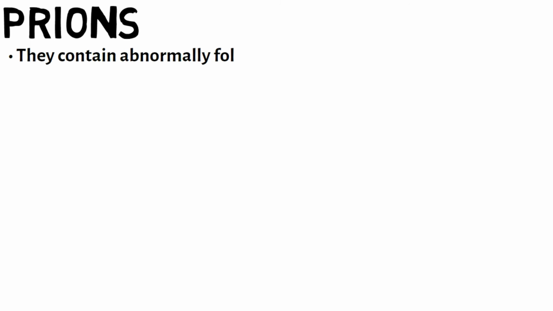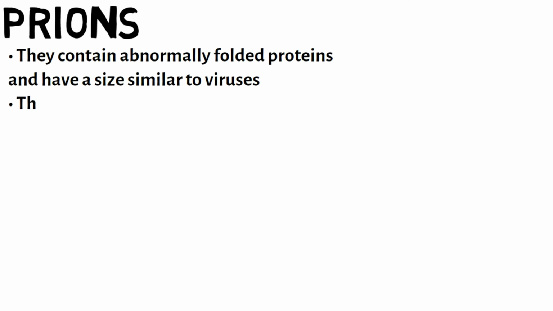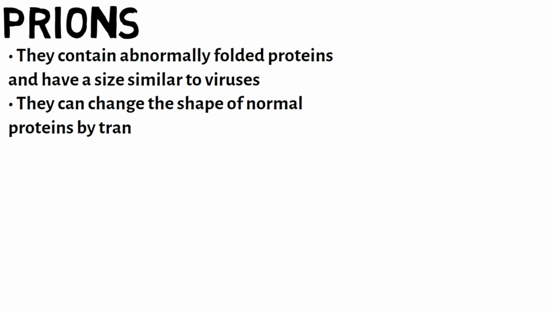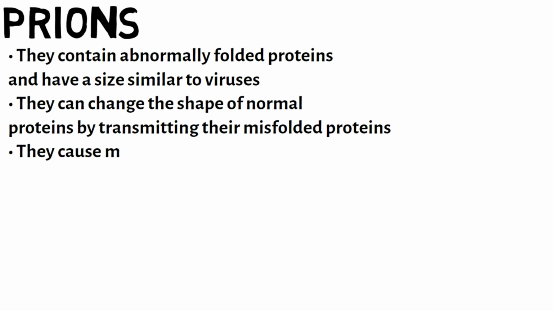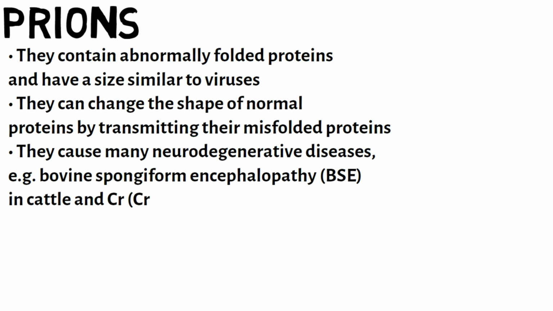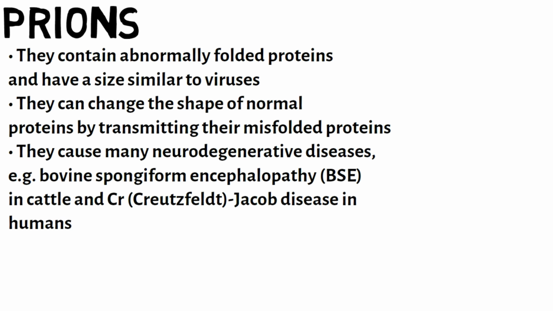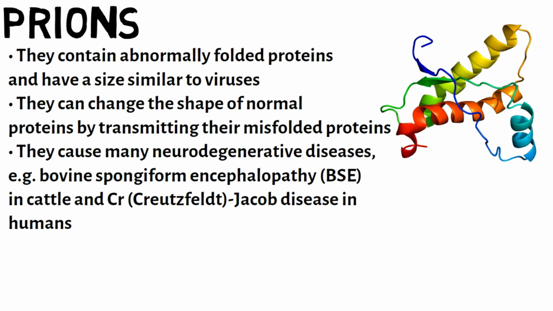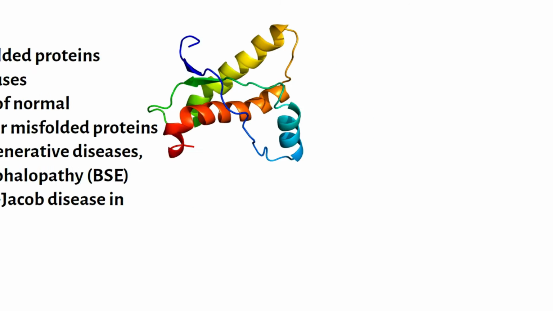Prions. They contain abnormally folded proteins and have a size similar to viruses. They can change the shape of normal proteins by transmitting their misfolded proteins. They cause many neurodegenerative diseases, e.g. bovine spongiform encephalopathy, BSE, in cattle and Creutzfeldt-Jakob disease in humans.